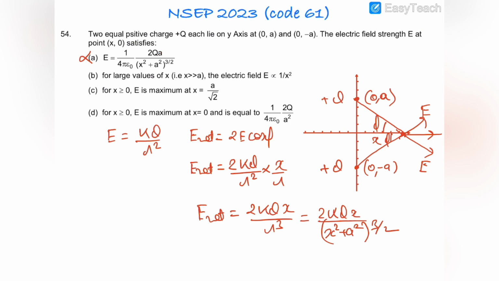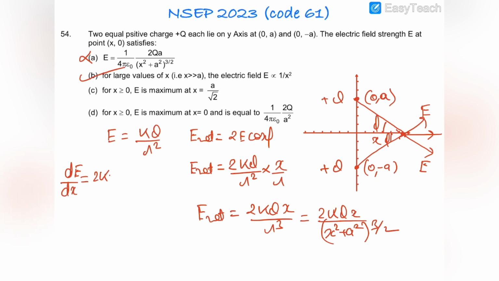So the next option is for the larger value of x, electric field is proportional to 1 upon x square. So obviously if x is very much greater than a, then we can neglect this a, and this would be x cube, and cancelling x with x cube there would be x square. So this is correct, and E would be maximum for this one. So let us check it out, and we have already done it in the previous section, so let us again check it out, that dE by dx.